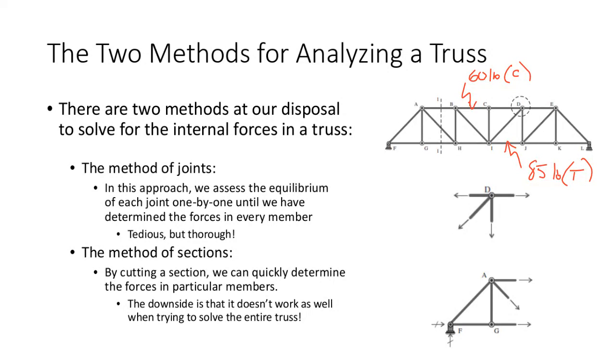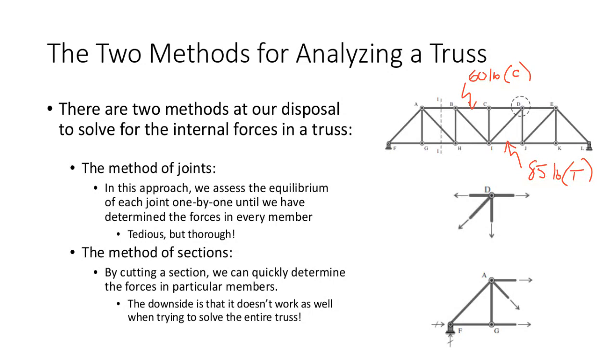It is a bit tedious, especially if you have a really, really big truss, but it's thorough. The nice thing about the method of joints is that it's systematic, and then when it's all said and done, you've got the entire truss solved for. The other approach is what's called the method of sections, and we'll look at the method of sections next week.